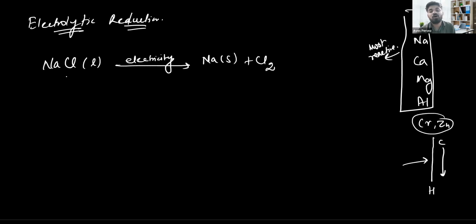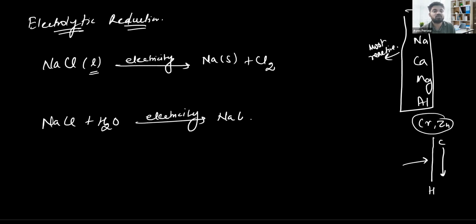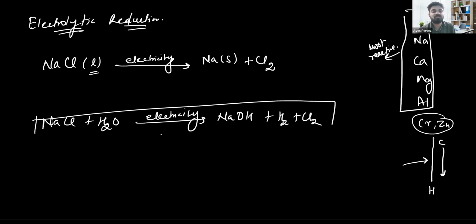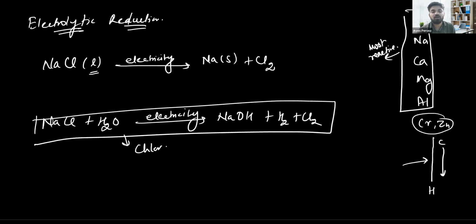So how can you get this? If you are using an aqueous solution, don't get confused. If you pass electricity through it, it gives you the chloralkali process. It will go to NaOH plus H2 plus Cl2. This is the chloralkali process that we have studied in acids, bases and salts. We cannot use this method to get sodium.